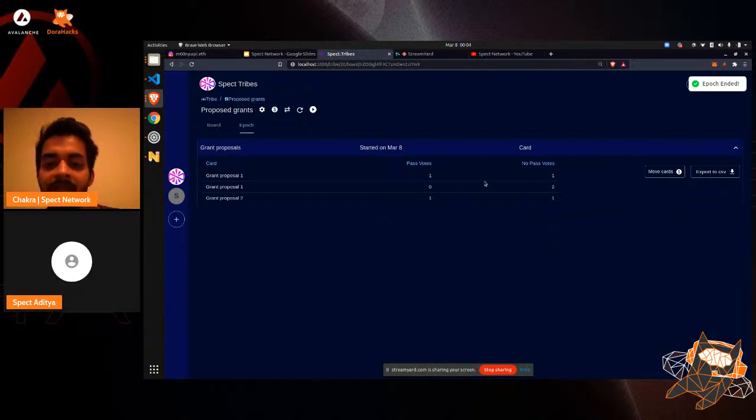And we can see here that 2 grant proposals got equal pass and no pass, and one of them got 2 no pass. So we can imagine that with more members, this will be very representative of what everyone thinks, right? So in this scenario, let's say we have set a strategy where if pass votes are more than no pass votes, then we approve that grant, right? And we can do that very easily now that we have this data.